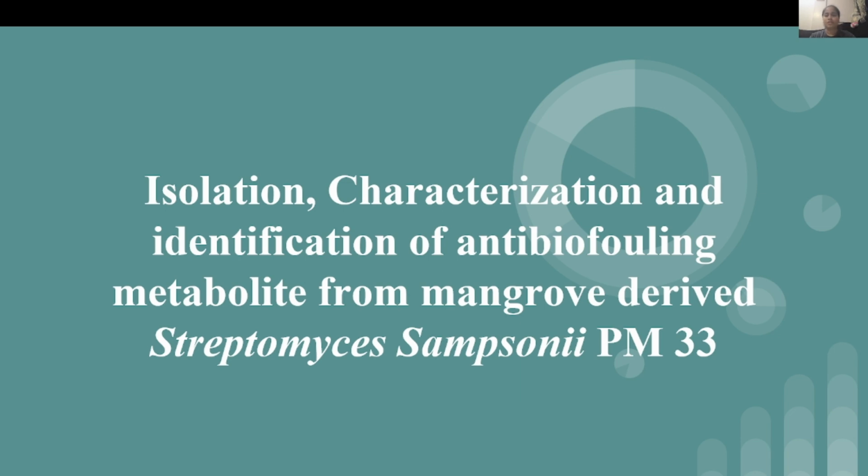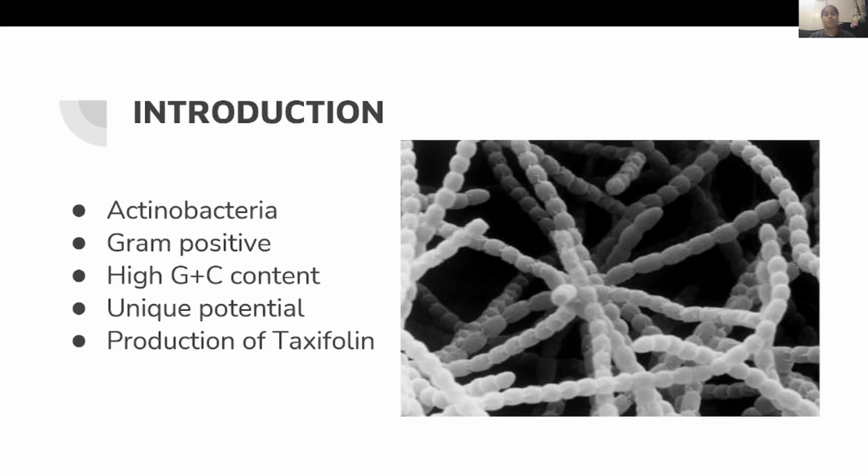So, researchers studied the microorganisms around the coastal area of India and they found out that Actinobacteria are the most common microorganism around it. Actinobacteria are gram-positive bacteria having high G plus C content in their DNA. So they have unique potential in medicinal and pharmaceutical applications. It also produces taxifolin. What is taxifolin? Taxifolin is a flavonoid which has antifouling potential.